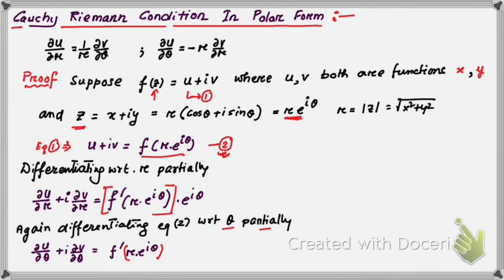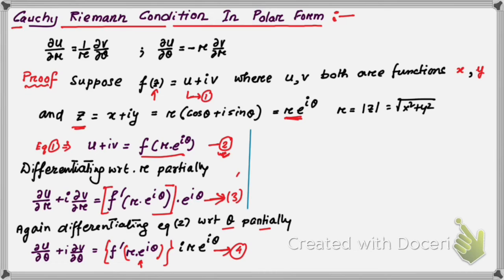Again, function of function. If you differentiate it with respect to theta, then this time we're going to take r as a constant, and e to the power i theta is the differentiable function. Then we're going to get here i r e to the power i theta. So this is equation number 4, and this one is equation number 3.